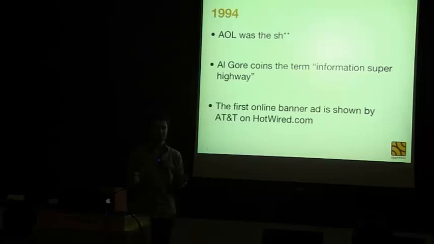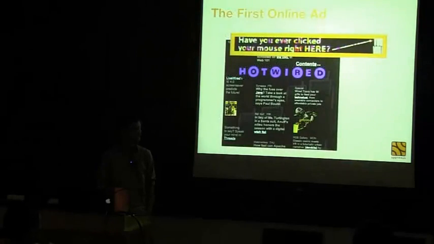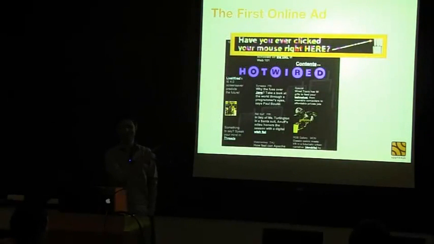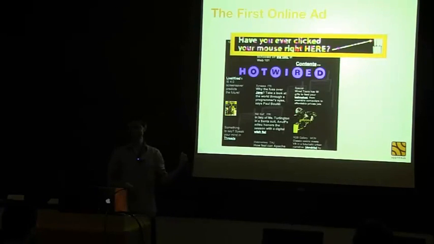And people were just starting to hear about the World Wide Web. Companies were just starting to build websites. And most importantly, 1994 was the year that online advertising was invented. So this was the first online ad ever shown, actually. It was probably the most deceptive ad ever shown. It literally says, if you can't read it, have you ever clicked your mouse here? And it was an AT&T ad, as hard as it is to believe.